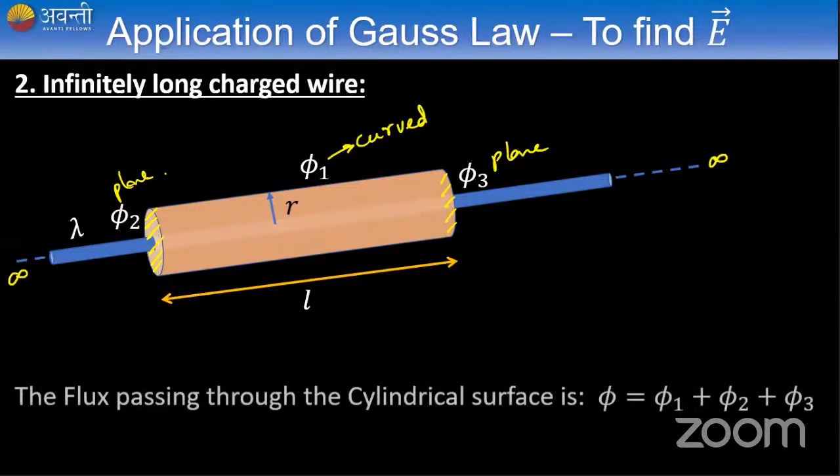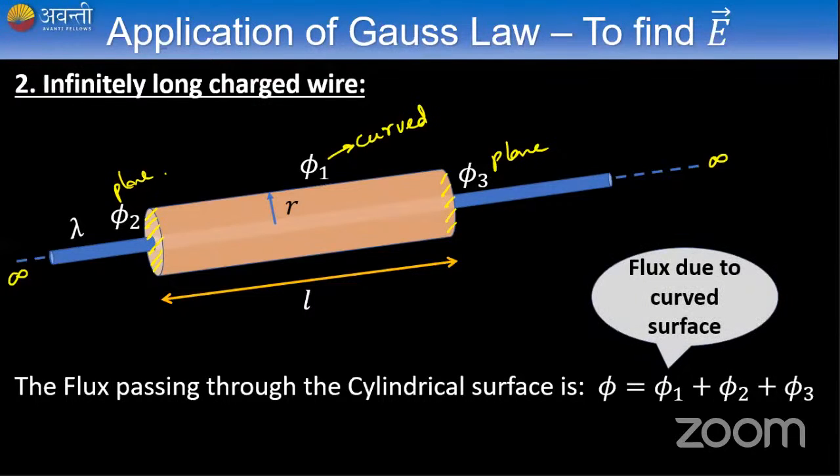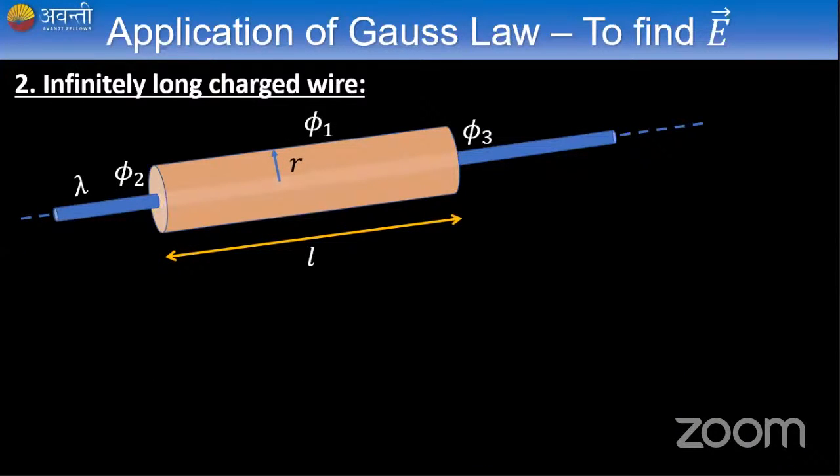Now the net flux through the cylindrical surface is given as the summation of all fluxes. What is the net flux, guys? Say if I have electric field emerging out in all directions, I'll be having flux phi 1, phi 2, phi 3 for 3 surfaces. So the net flux would be given as phi is equal to phi 1 plus phi 2 plus phi 3. Now the flux phi 1 is due to the curved surface, and phi 2, phi 3 are due to the plane surfaces. Now what can we tell about this? We have to consider the 2 conditions. What are the 2 conditions, guys?